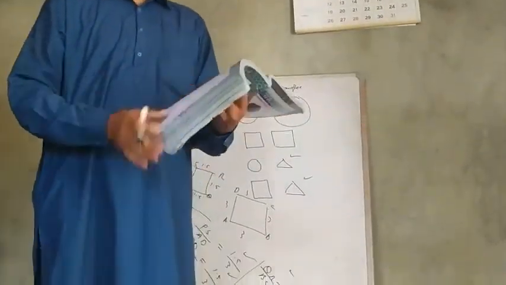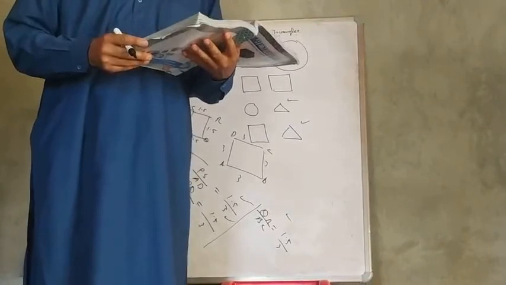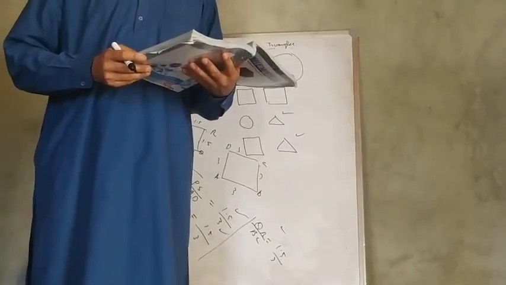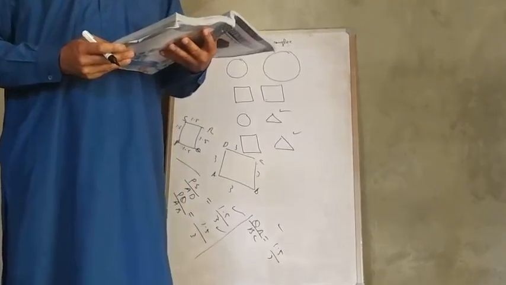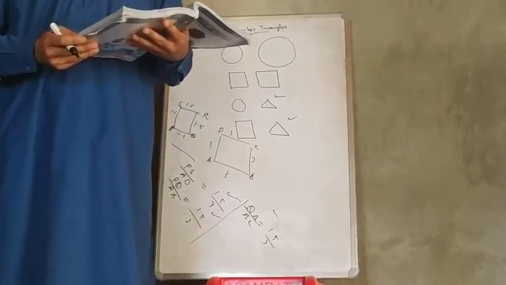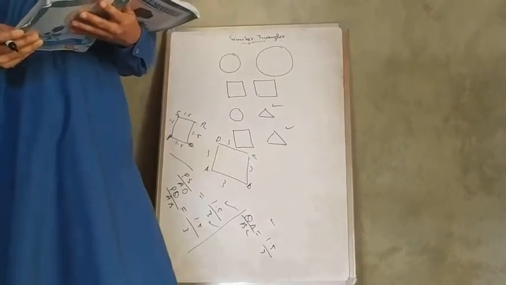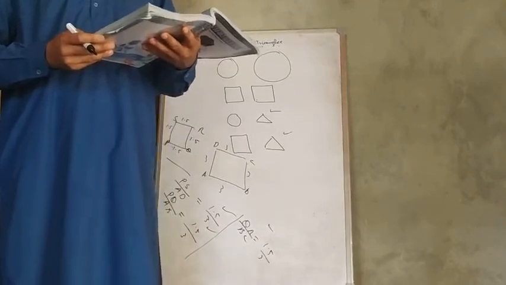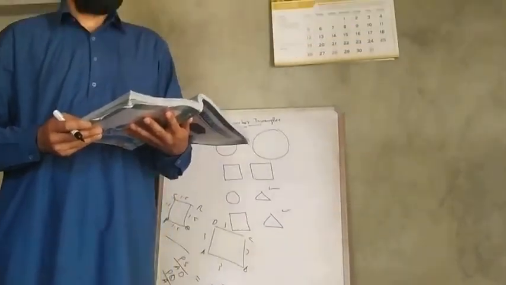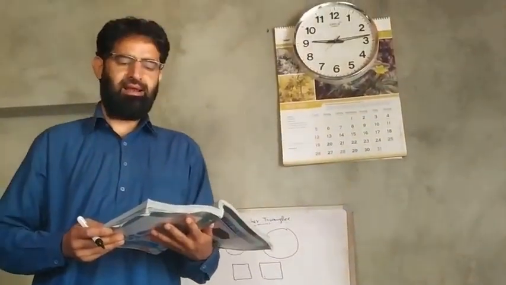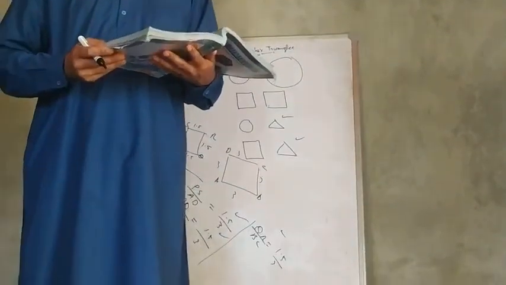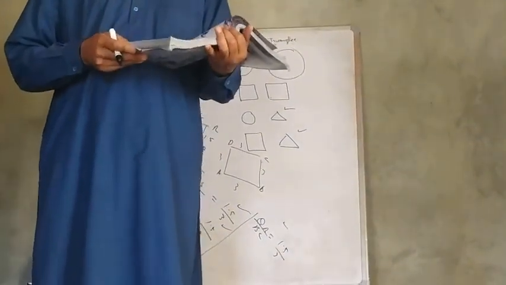This is a theorem, a very important theorem. If a line is drawn parallel to one of the sides of a triangle to intersect the other two sides at two distinct points, then the other two sides are divided in the same ratio. This is called the basic proportionality theorem, given by Thales, or you can call it Thales theorem. If a line is drawn parallel to one of the sides of a triangle to intersect the other two sides at distinct points, then you have to prove that the other two sides are divided in the same ratio.